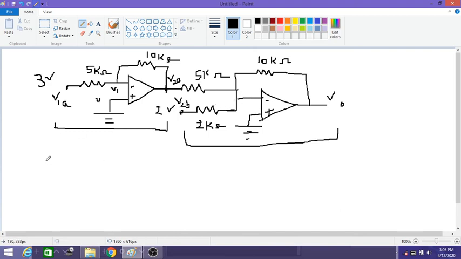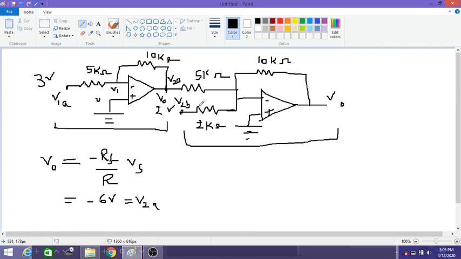So now we know the equation for the inverting amplifier is given by minus RF by R into Vs. Here Vs is equal to 3 volts, RF is 10 kilo ohms, and R here is 5 kilo ohms. Substituting these values, we get an output voltage of minus 6 volts. In our case this is V2A, because this output V0 here is also equal to V2A. Now the other input here is V2B.